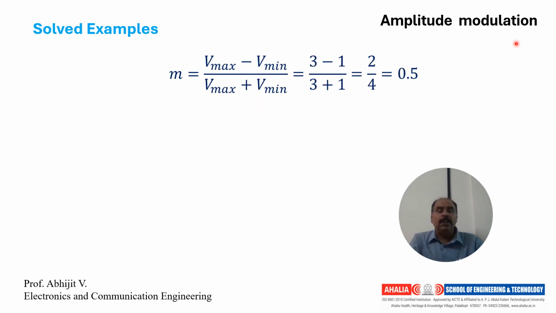So how are we going to solve this? Very easy, no? Vmax is given, Vmin is given. Modulation index is Vmax minus Vmin by Vmax plus Vmin, which is 3 minus 1 by 3 plus 1. So the modulation index is 0.5. It means that we have modulated the signal to a 50% level. Sometimes you may get questions based upon the percentage modulation also. If you get m to be 0.5, it means that the percentage modulation is 50%, right? Okay.